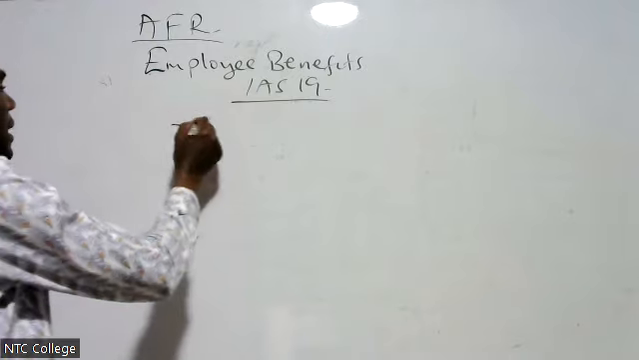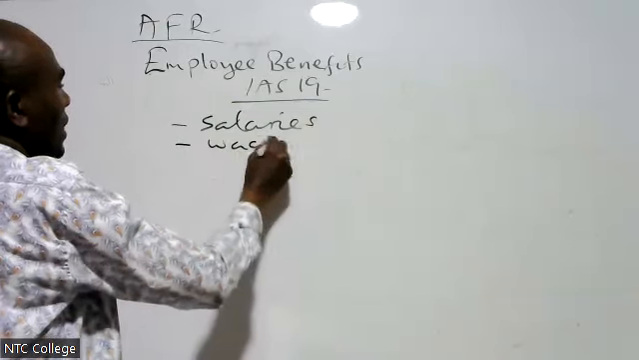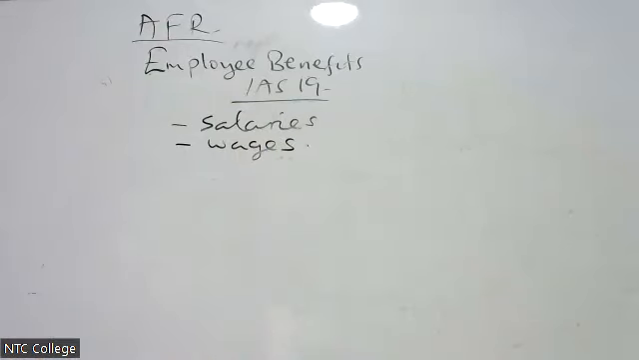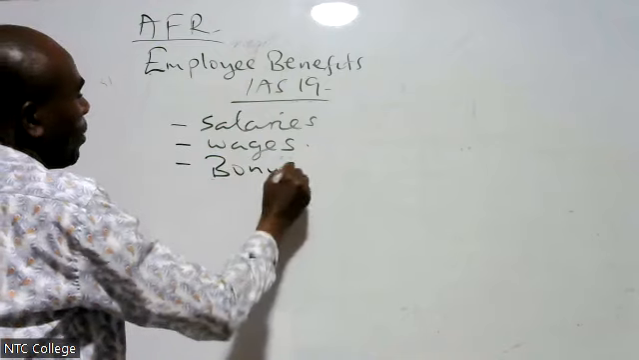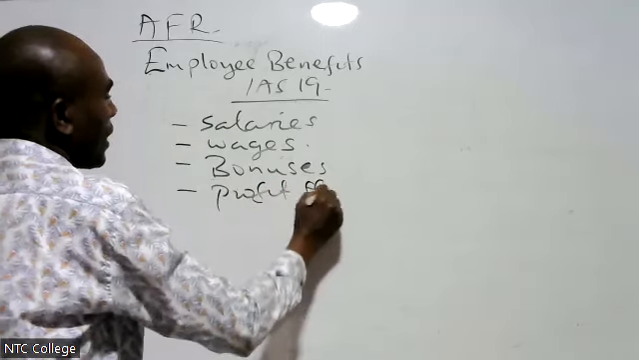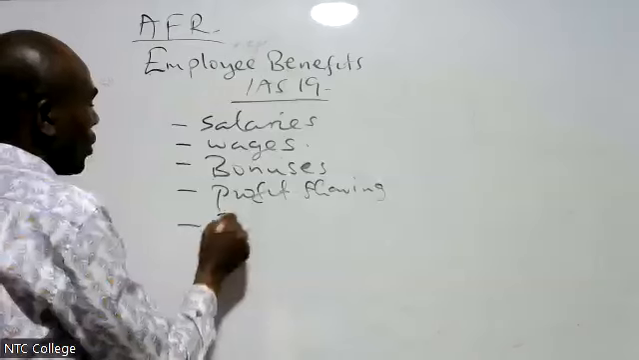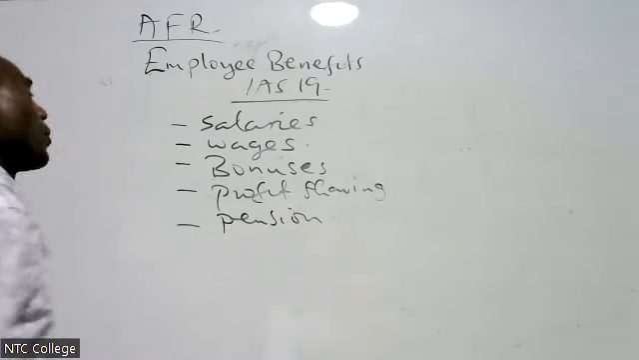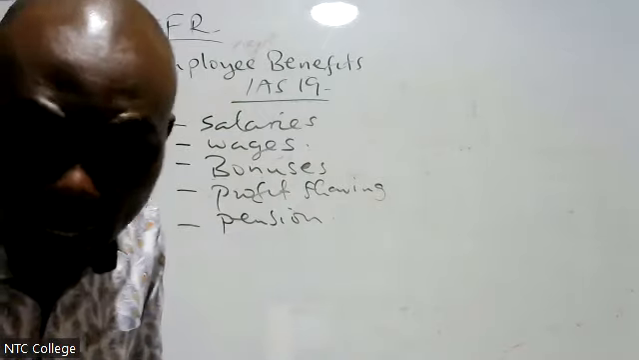Employee benefits include things like salaries, wages, and my good friend Florence will tell me the difference between salaries and wages. Then we have bonuses. We have profit sharing with the company. Sometimes good companies share profits. Then we have pension. Maybe you are getting pension from your employer. Employer is contributing pension for you. You are benefiting in the future. Therefore, these are what we are saying.